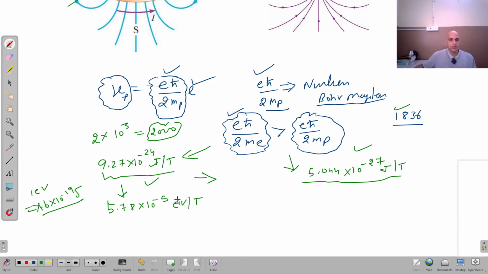So sometimes you can be asked to represent these values in electron volt per Tesla or joule per Tesla. You have to use the relation that 1 electron volt is equal to 1.6 into 10 raised to power minus 19 joule. So these are the magnetons. One is the nuclear Bohr magneton and the other is the electronic Bohr magneton. But I was actually saying that this is the value of the orbital magnetic dipole moment of proton.